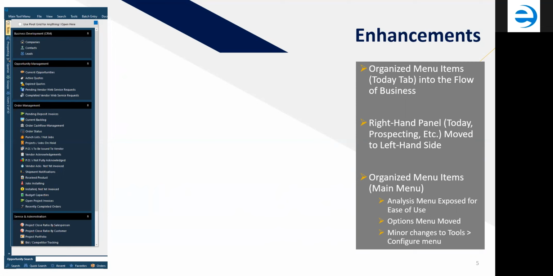We also moved the Today panel all the way to the left side. Before, you were used to having the Today panel and your prospecting tool all on the right side of eManage. Not sure why we didn't do this sooner. Your eyes automatically get drawn to the left side of the screen, so we moved that whole right panel over to the left side, right underneath the main tool menu. I think this looks a lot better and makes a lot more sense.